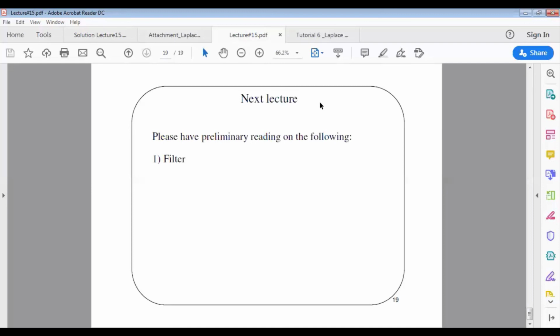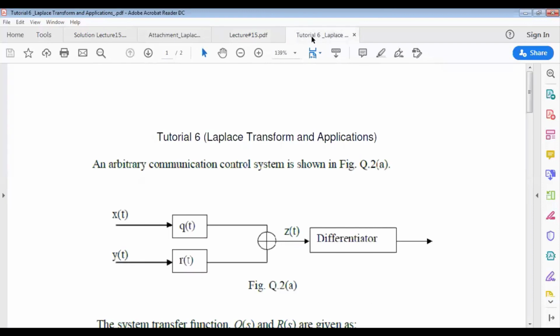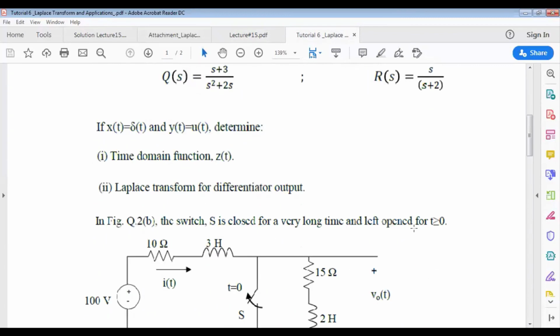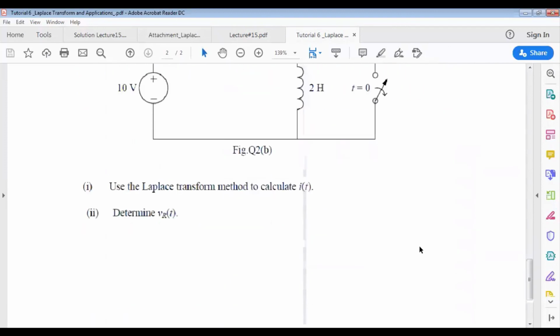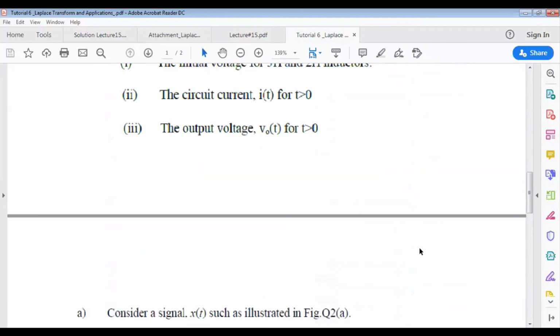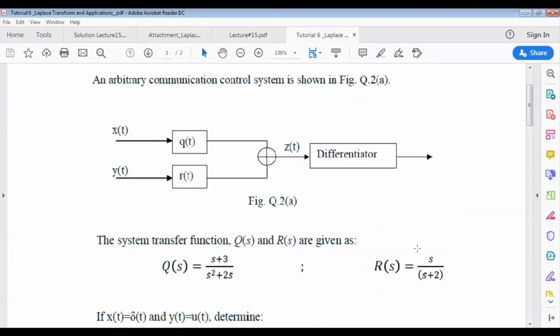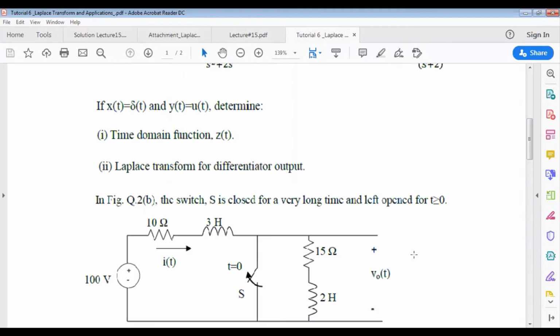Okay, so I did provide you tutorial 6, which is on Laplace transform and applications. There are a few questions in this tutorial. Kindly try these tutorial questions on your own. Basically, all of these questions, the properties and the applications, have been discussed in lecture 13 up to lecture 15. So please try to solve this on your own.